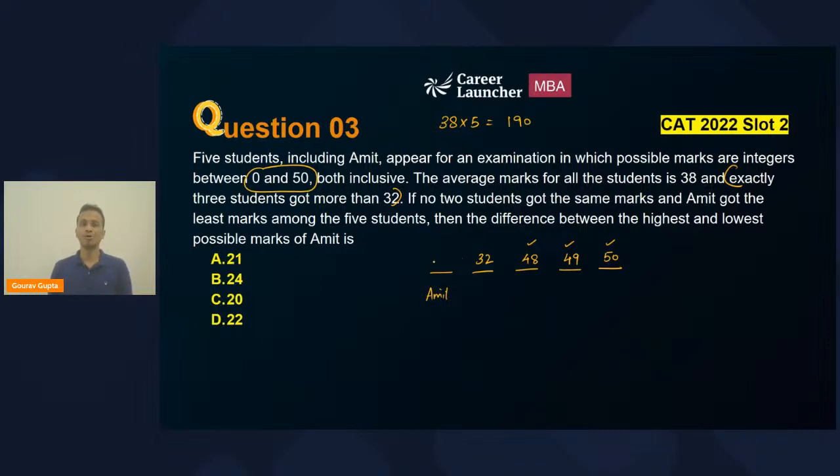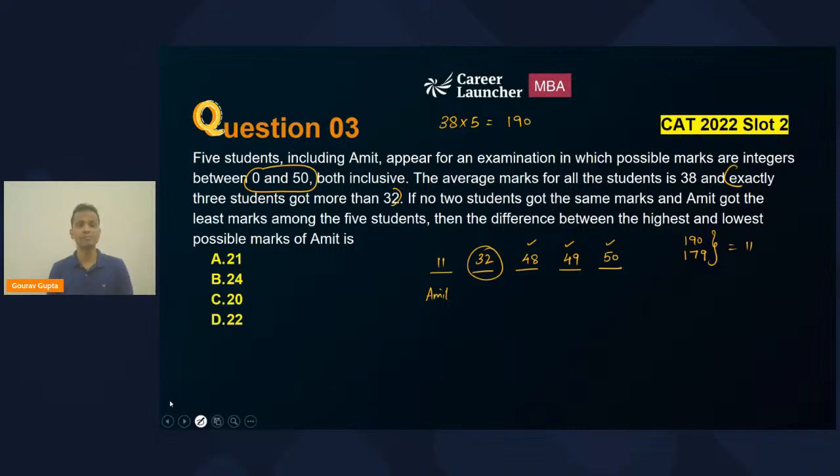So 32, now the remaining marks will be for Amit. So what is the sum of these marks? 147, 149, 179. 179 is the sum of these 4 marks. When I subtract it from 190, the difference between these 2 numbers is 11. So Amit can have a minimum of 11 marks. Right? True, all of you. So Sankalp, Meghadri, it will not be 31 here, it should be 32. It should be 32, not 31. Otherwise, you will not be able to minimize the score of Amit. Am I clear to each and every one of you? So this is when I have minimized the score of Amit.